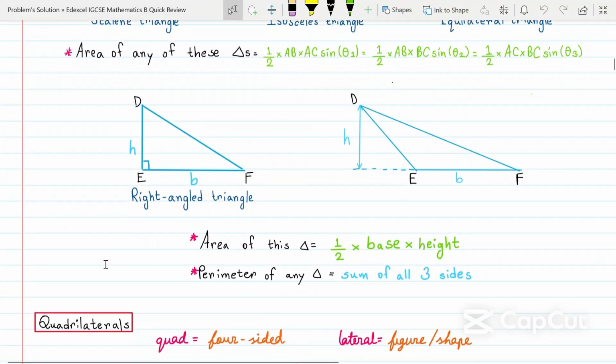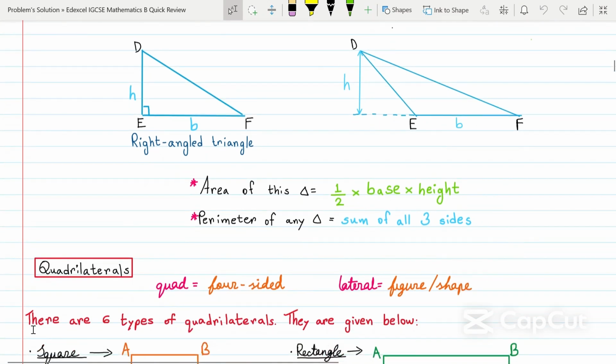So next we have quadrilaterals. The word quadrilateral is divided into two parts. First is quad, which means four-sided, and the second is lateral, which means figure or shape. So here you can see that. In general, quadrilateral means a four-sided figure or four-sided shape. So this is what quadrilaterals mean.